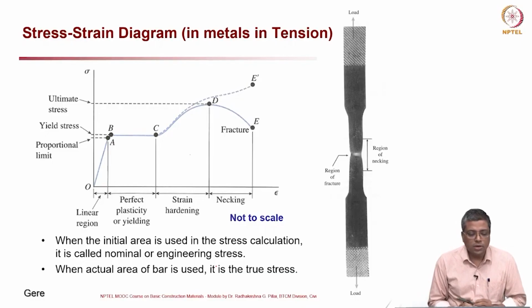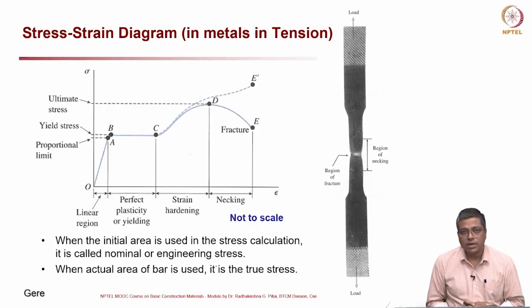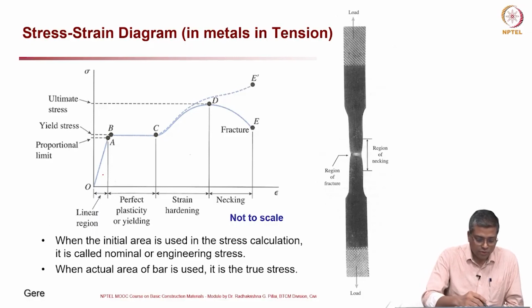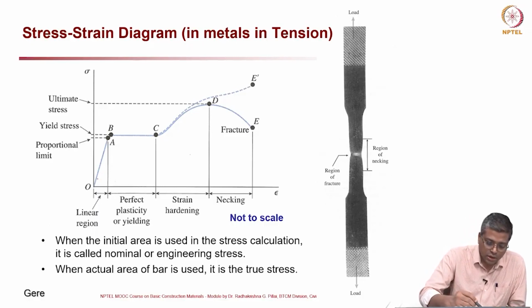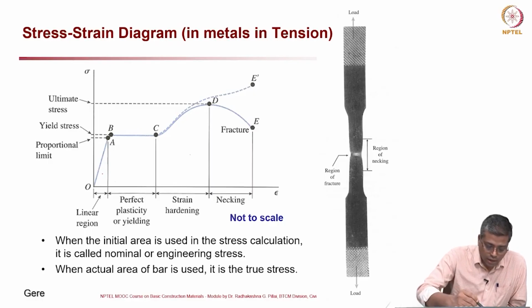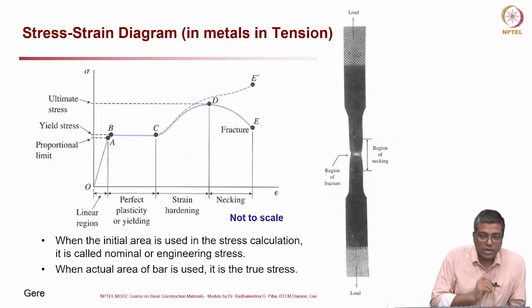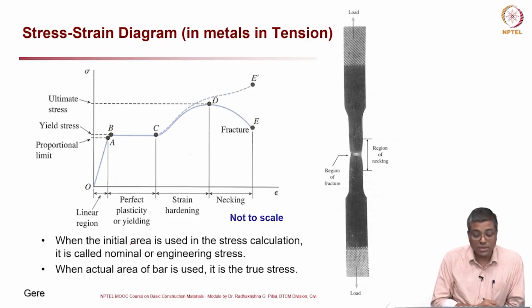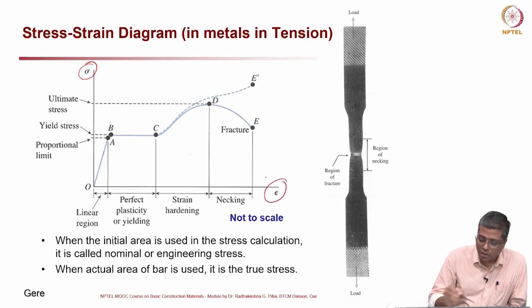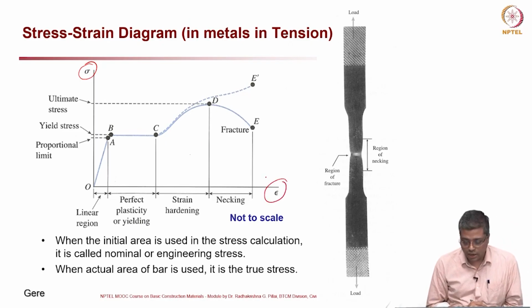Now, let us talk about the stress strain diagram in metals in tension. This is a textbook drawing from Gere. The blue curve here is how a typical stress strain diagram would look like for a metal, where the initial area is used in the stress calculation. On the vertical axis you have stress and on the abscissa you have strain.